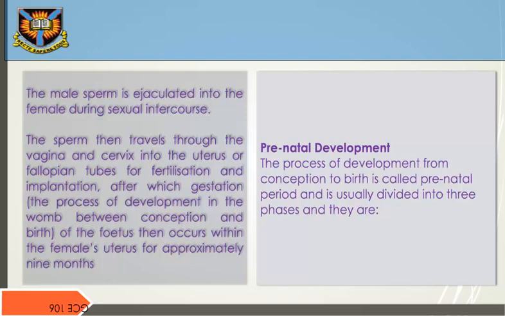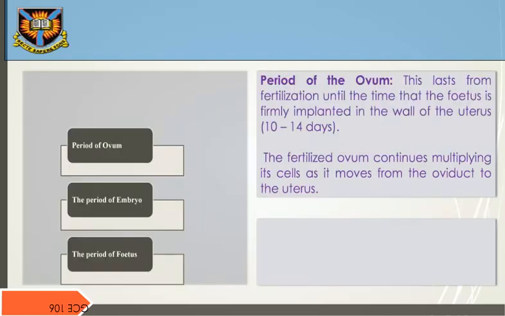Prenatal development. The process of development from conception to birth is called prenatal development and is usually subdivided into 3 phases: the period of the ovum, the period of the embryo, and the period of the fetus. Period of the ovum. This lasts from fertilization until the time that the fetus is firmly implanted in the wall of the uterus. This is between 10 to 14 days. The fertilized ovum continues multiplying into cells as it moves from the oviduct to the uterus.